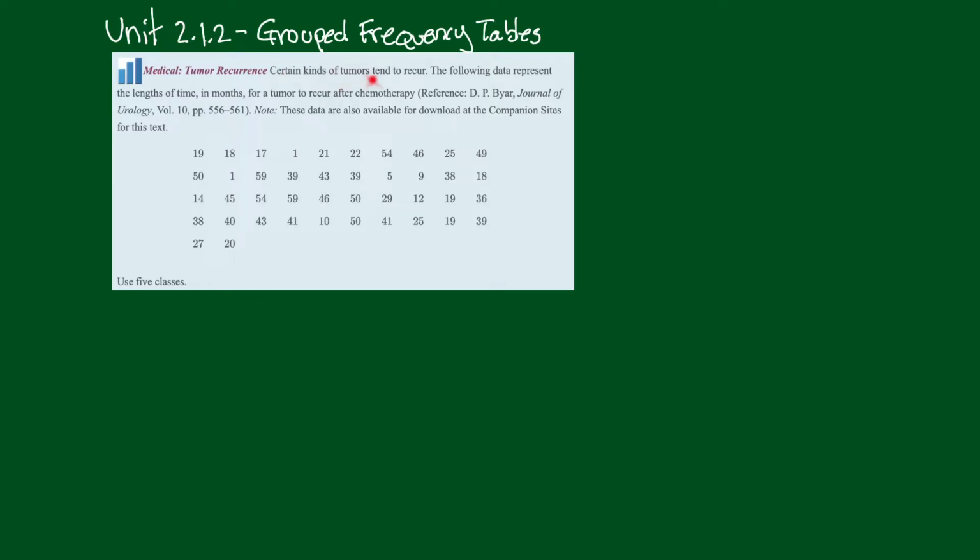Certain kinds of tumors tend to recur. The following data represent the lengths of time in months for a tumor to recur after chemotherapy. So you have chemotherapy, the tumor's gone, and then this is the number of months it takes for that tumor to recur. So when I count this, I come up with 41 pieces of data.